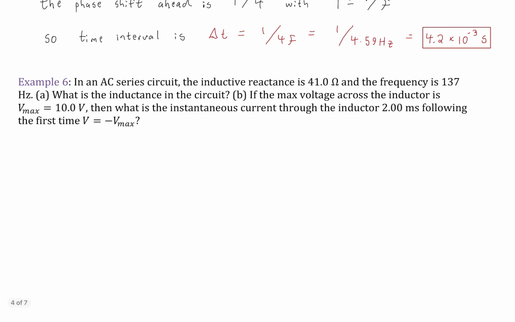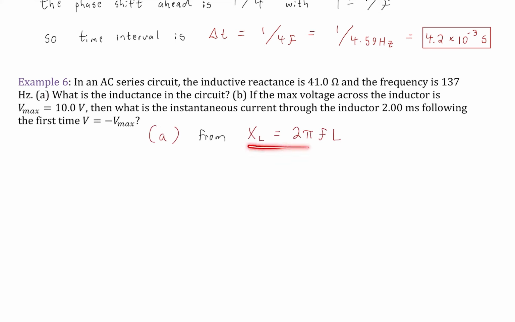Example 6. In an AC series circuit, the inductive reactance is 41 ohms, and the frequency is 137 hertz. What is the inductance in the circuit? If the max voltage across the inductor is given as this, then what is the instantaneous current through the inductor 2 milliseconds following when it's negative V_max? There's going to be a bit more to do with part B, but I think we can definitely tackle part A. Part A is very similar to what we were just doing for capacitors, but now we're doing it for inductors.